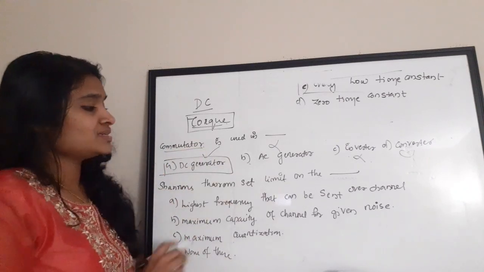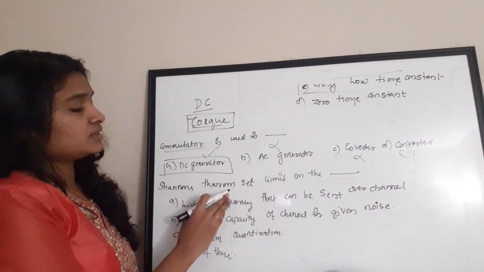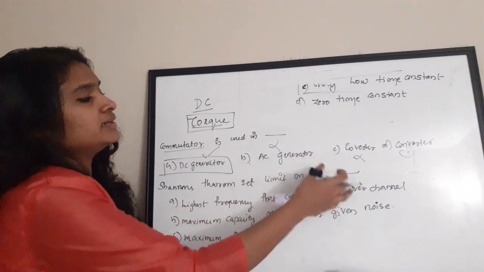Next question is a very commonly seen question. Shannon's theorem sets a limit on the dash.